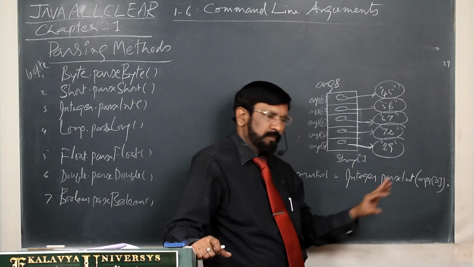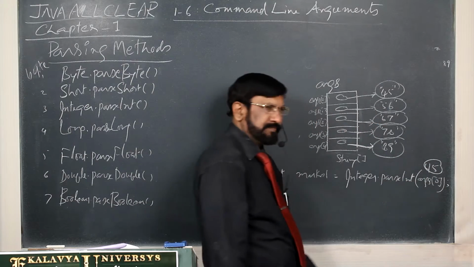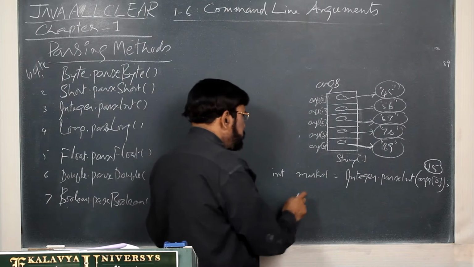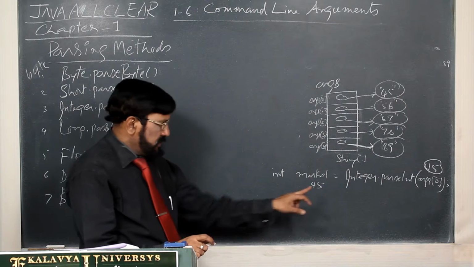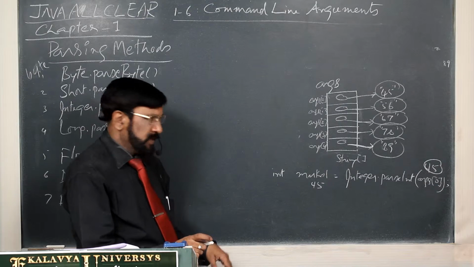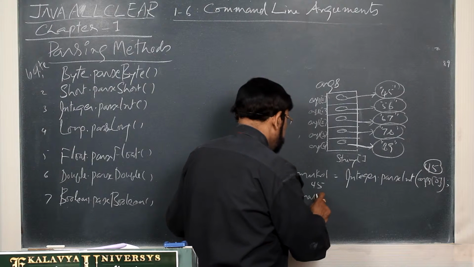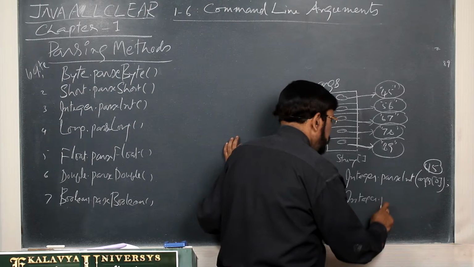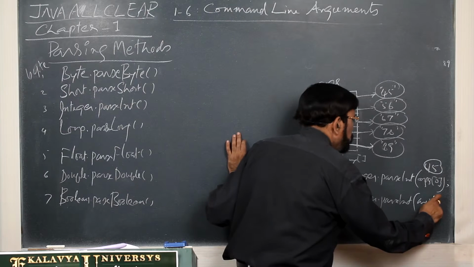You have given args0 as an argument. Now it unwraps it, it removes the wrapper, and what is stored in that? 45, your primitive, whatever primitive you expect. That integer primitive is stored in marks1. In the same way, suppose the last one, int marks5, fifth paper marks. What do we have to write? Integer wrapper class parseInt args 4.